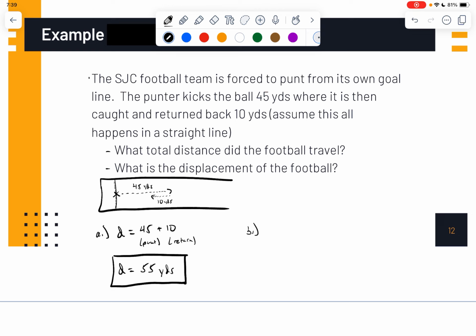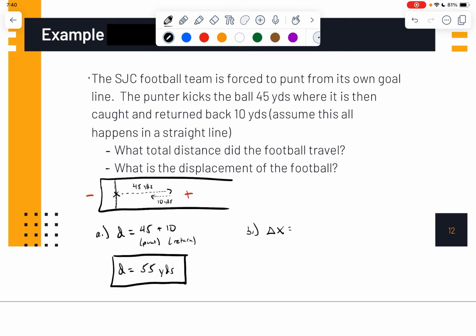With displacement, though, this is now when we're worried about our change in position from our starting point to our ending point. Here, the direction is important. So I'm going to call the punt going upfield our positive direction, and then the return back to the end zone is going to be our negative direction.